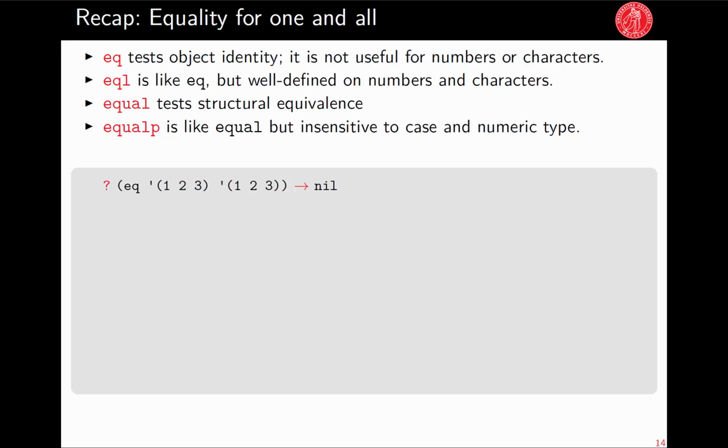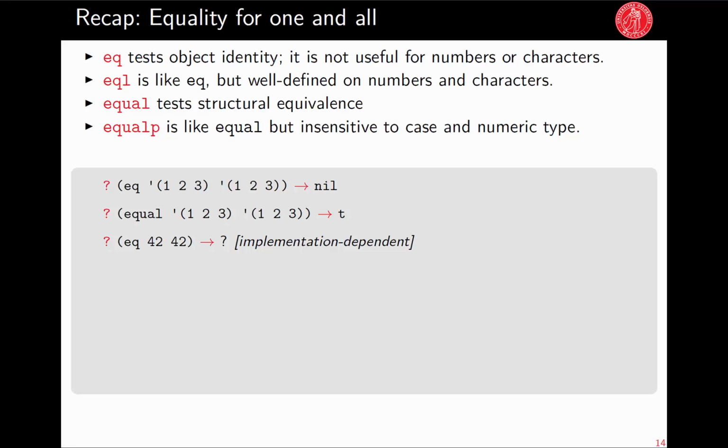So here we use EQ to compare two quoted lists. So two lists of 3 elements, 1, 2, 3. But since each of these lists will be distinct objects in physical memory, EQ returns nil. They're not the same identical objects. If we use equal on these same list arguments, it returns true, because it doesn't care that they're not the same objects in memory. It just checks whether the values in those two list structures are the same.